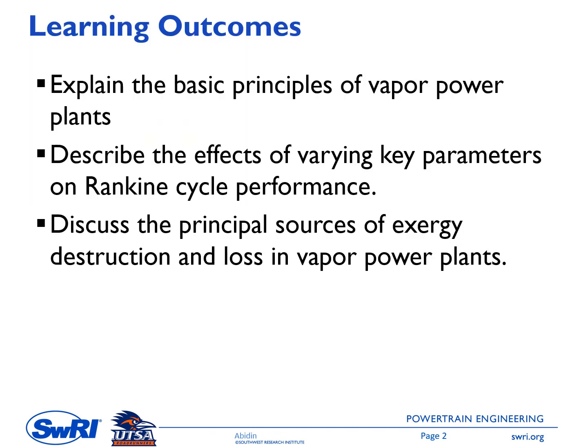These are the learning outcomes of chapter 2. First is to explain the basic principles of vapor power plants. Secondly is to describe the effects of varying key parameters on Rankine cycle performance. And the last one is to discuss the principal sources of exergy destruction and loss in vapor power plants.